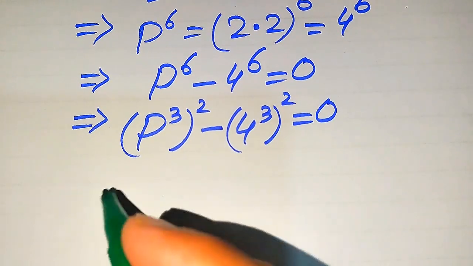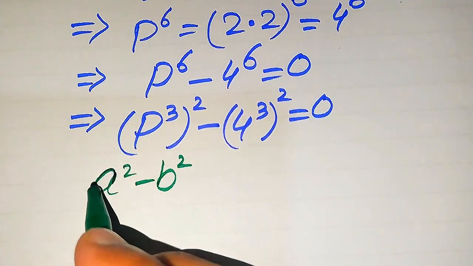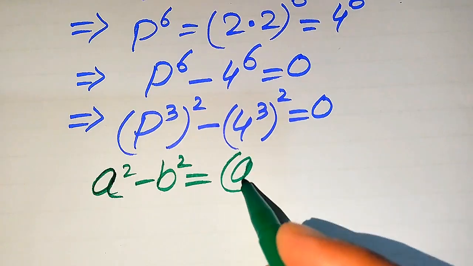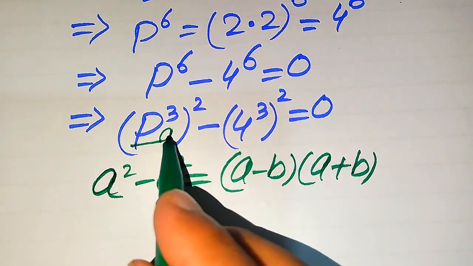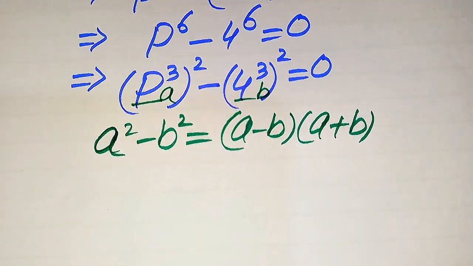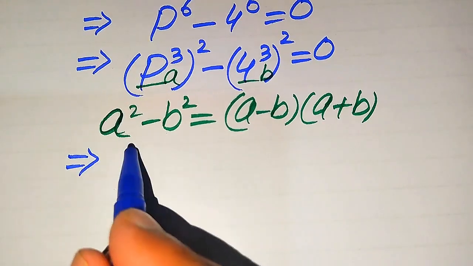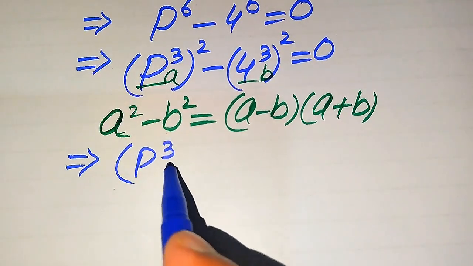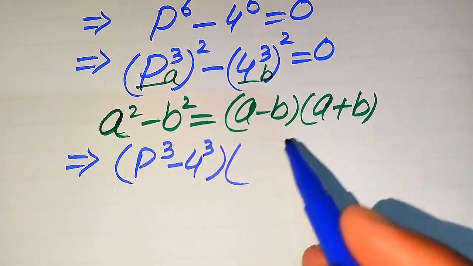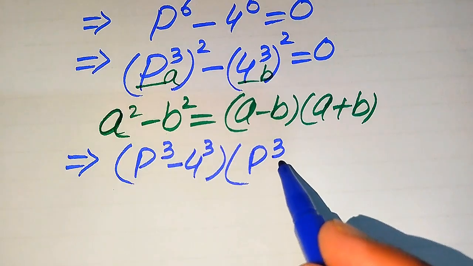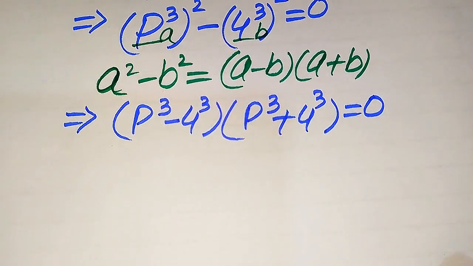Here we use this nice square identity. You know about that: if we have a square minus b square, it is equal to a minus b times a plus b, and you see here the base of this term is our a and the base of this term is our b. After applying this formula we write our above equation in this form. First we have a minus b, the value of a is p cubed minus the value of b is 4 cubed, into again we have a plus b, the value of a is p cubed and the value of b is 4 cubed, and this whole equation is equal to 0.